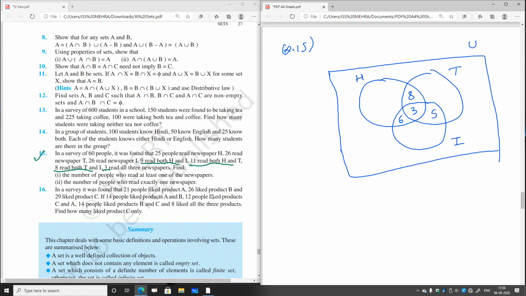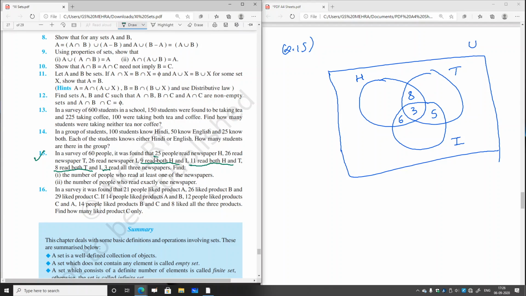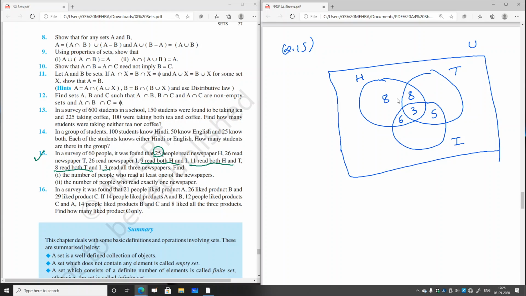Next, we'll fill up the number of people who are reading only newspaper H. So how many are there? It was found that 25 are reading newspaper H. Out of 25, already some entries are here. So we'll count them, subtract this total from 25, and write the remainder here. So 8 plus 6 is 14, 14 plus 3 is 17. So 25 minus 17 will give us 8.